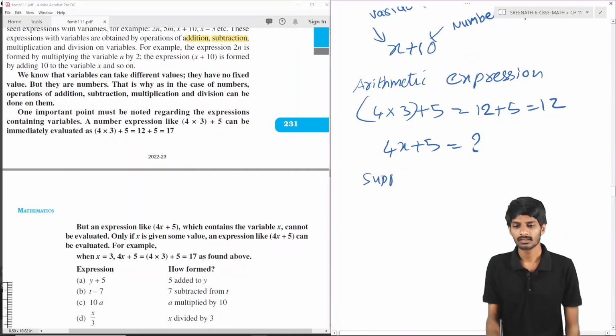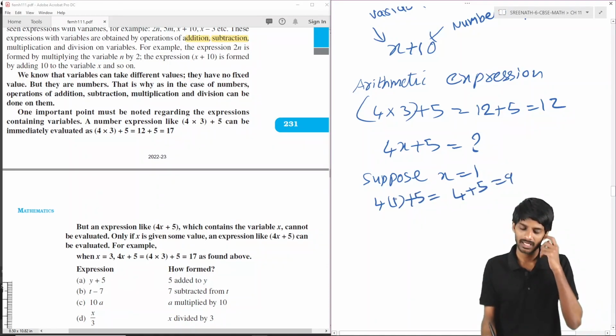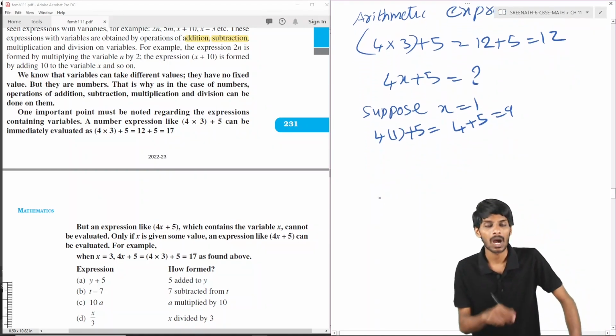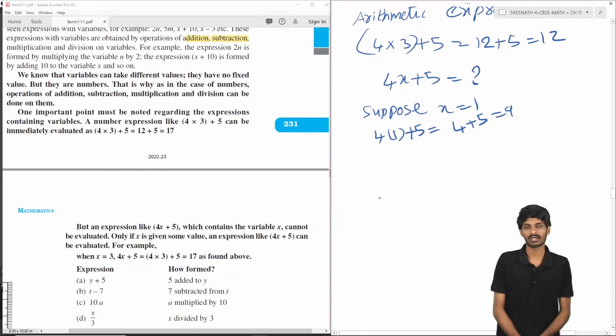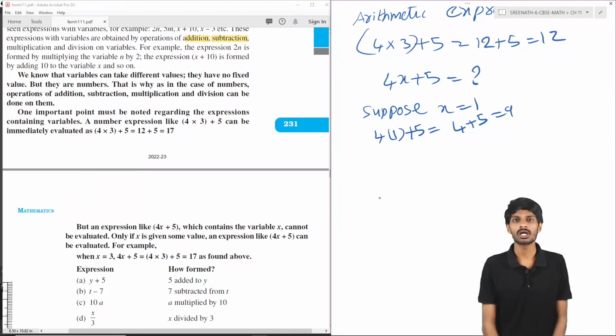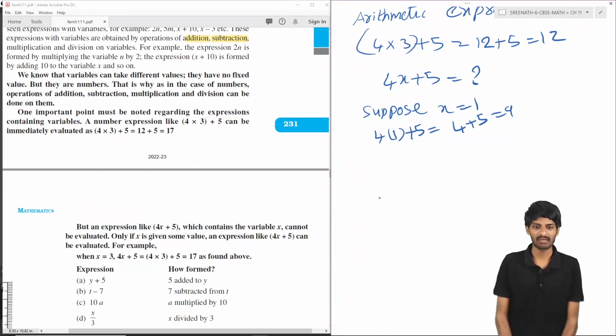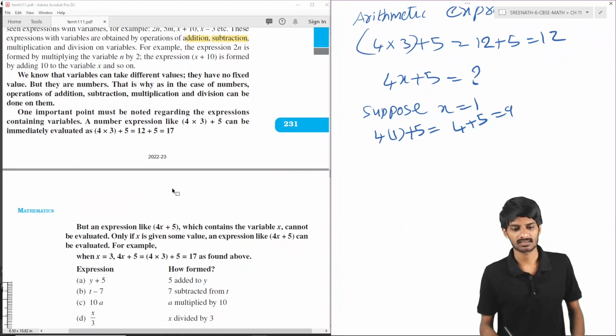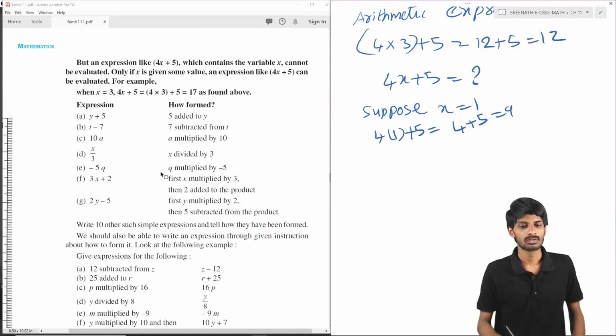Suppose we have found the value of x equal to 1. Then we can replace x with 1: that is 4 into 1, that is 4, plus 5, that is equal to 9. In that process we can replace it. Until you know the value of that variable, you can't simplify it. Whenever you know the value of that variable, you can do the task. So here are the expressions, students, and how they are formed.